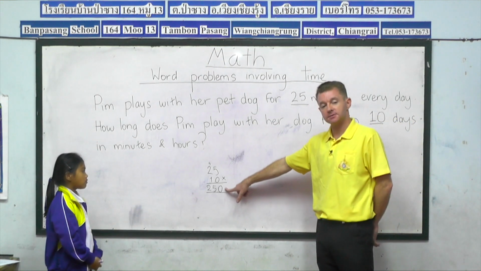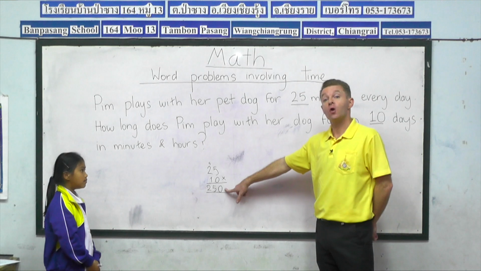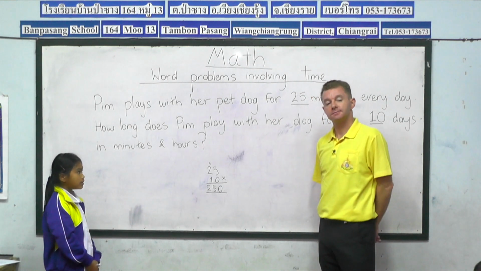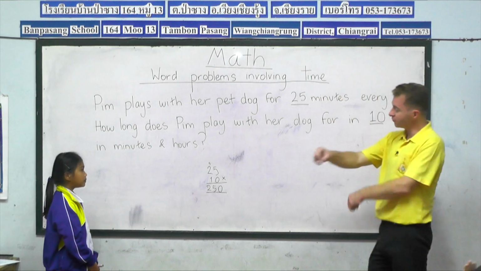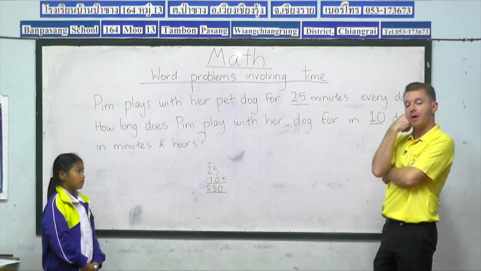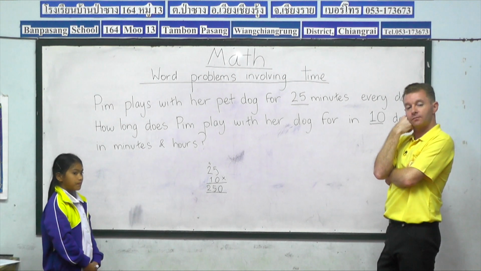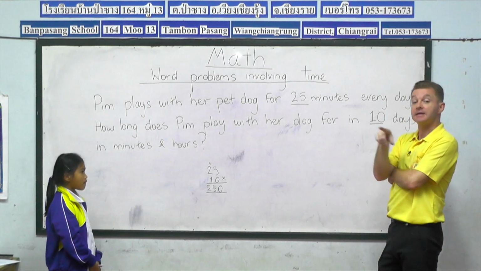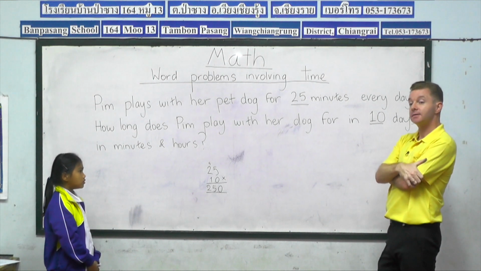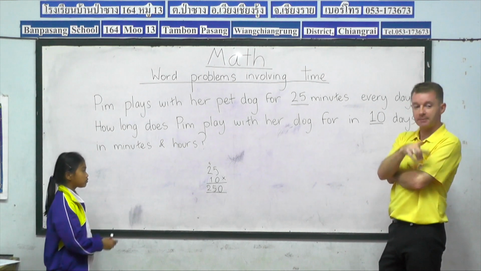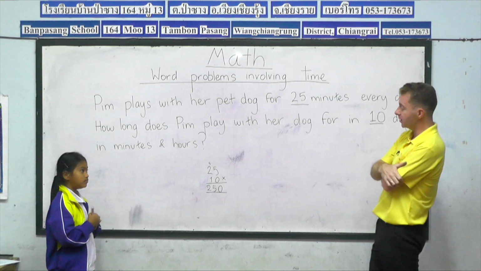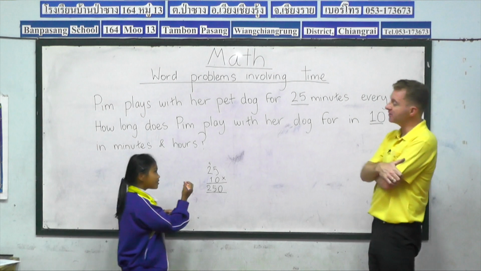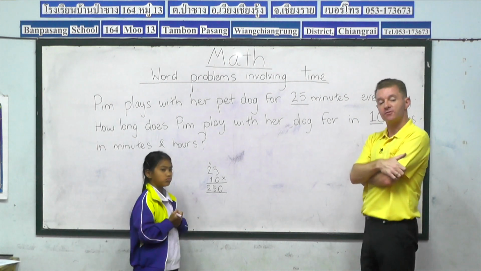How many minutes? 250. How many minutes in 1 hour? 60. So out of 250 minutes, how many hours can we make? We do 250 divided by 60, because there's how many minutes in 1 hour? So 250 divided by 60. How many times can 60 go into 250?